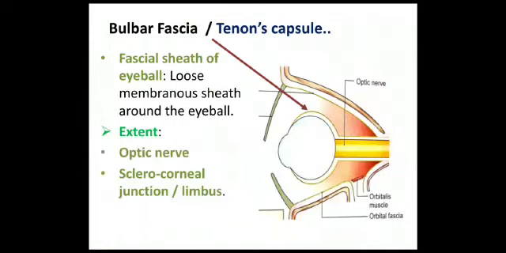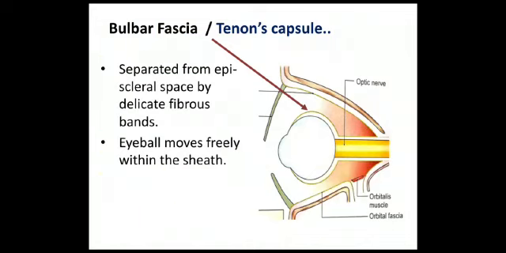Next, coming to the bulbar fascia, also called Tennant's capsule, is the fascial sheath of the eyeball. It is loosely attached. It's a membranous sheath which surrounds the eyeball. Posteriorly, it extends from the optic nerve and anteriorly up to the sclerocorneal junction, also called the limbus. It is separated from the episcleral space by delicate fibrous bands. The eyeball moves freely within this sheath.